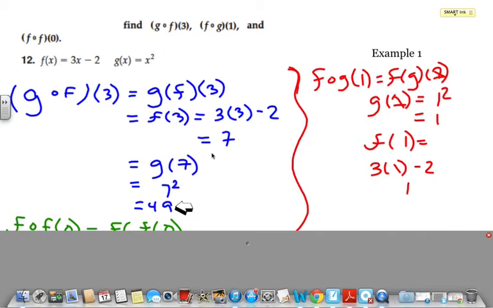This gets a little bit harder if you're not dealing with numbers, if you're dealing with letters instead, and we're going to talk about that a little bit later. But right now, just plug the numbers in and work inside out.